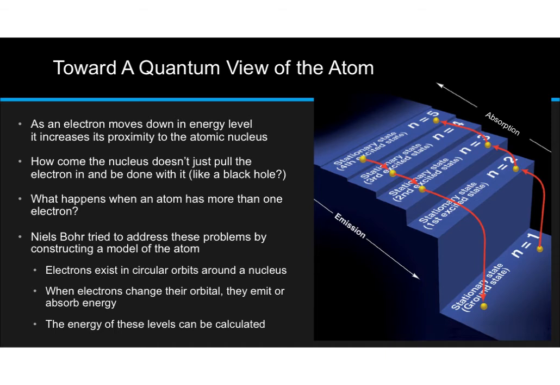This was a problem that was addressed about a century ago, in the 1920s. Early on in the 20th century, Niels Bohr began addressing these issues by constructing a new model of the atom. He suggested that electrons exist in circular orbits around a nucleus, sort of like planets exist in orbit around a star. As electrons change their orbital path, they emit or absorb energy, depending upon whether they get closer to the atomic nucleus or further away. Bohr was able to calculate the energy levels of those orbital paths, and for this, he received the Nobel Prize in Physics.